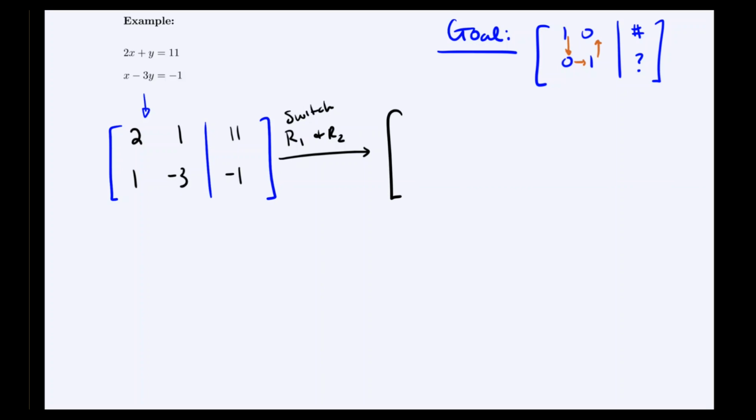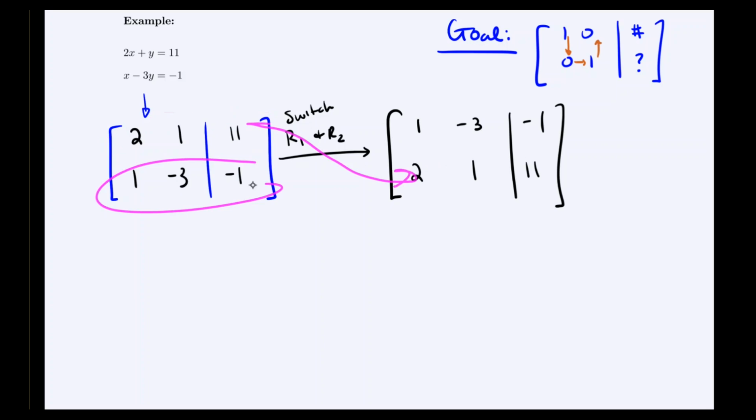So the new row 1, all of it gets moved together as one unit: 1, negative 3, negative 1. Then we write the new row 2: 2, 1, 11. So we've taken what was first and made it second, what was second and made it first. And then we just mark down, okay, good, we've got this done.